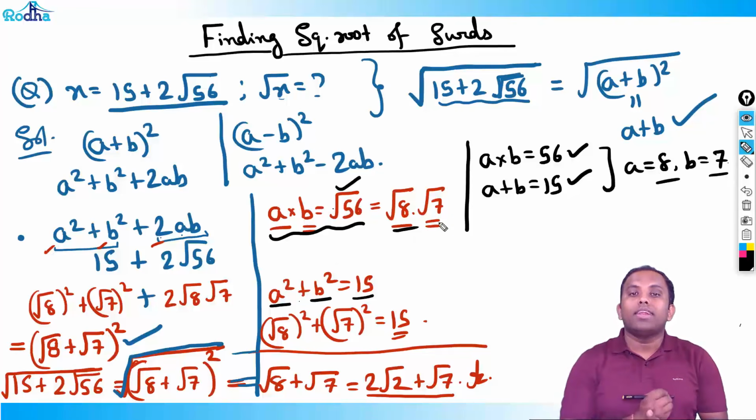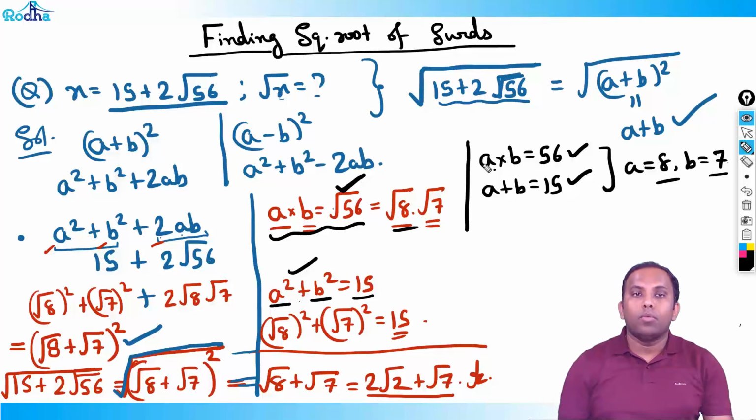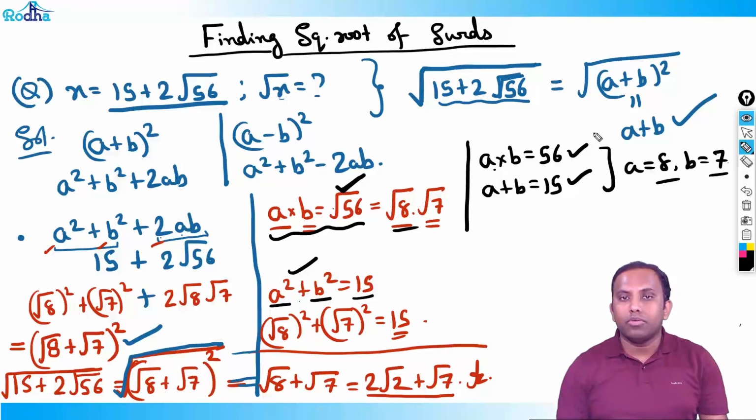Okay, so always think like this, right? Don't think in terms of root. Just take the square root out here and just take the square out here, right? So it becomes normal integers: a into b is 56 and a plus b is 15, right? Okay, one more example we'll discuss. It will become easier for you.